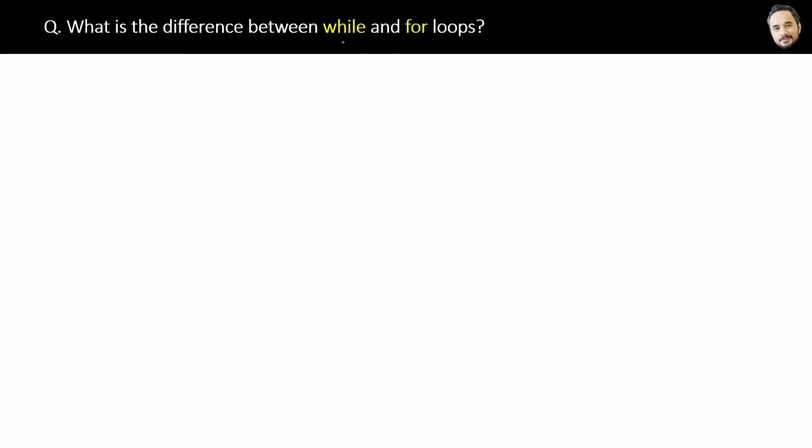What is the difference between while and for loop? Or you can say, when should we use a while loop and when should we use the for loop in our projects or applications. See the code for the for loop.